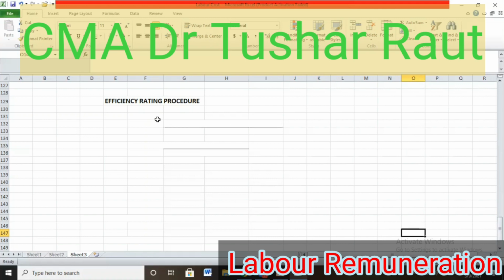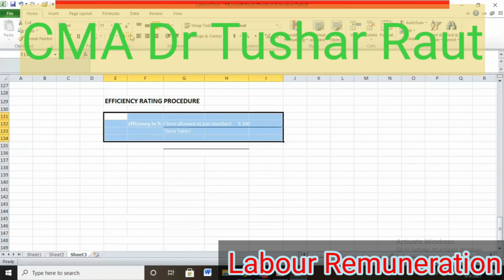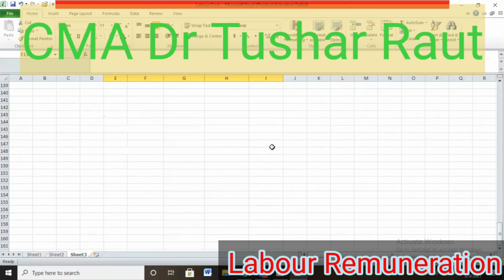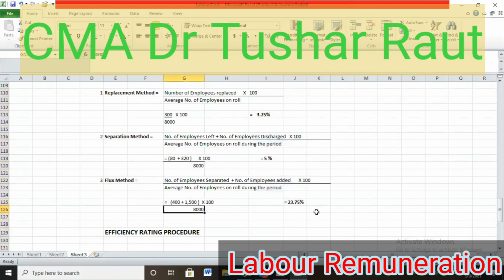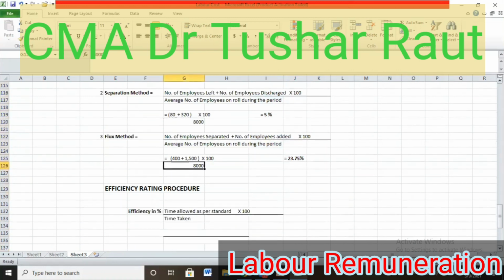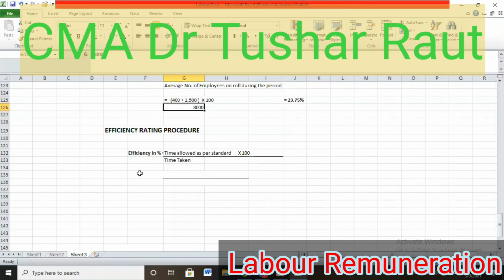Efficiency can be computed with the help of this formula: time allowed as per standard upon time taken into 100. So this is how we can calculate the efficiency. Now, the next part is procedure. For efficiency rating of employees, the following procedure may be followed.